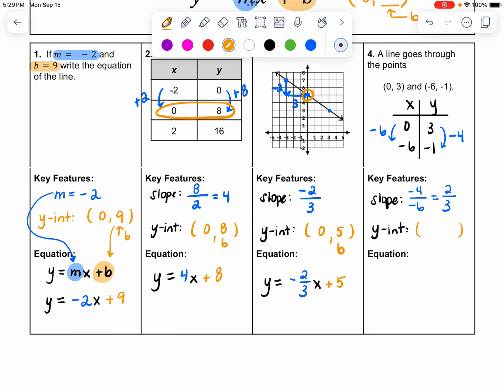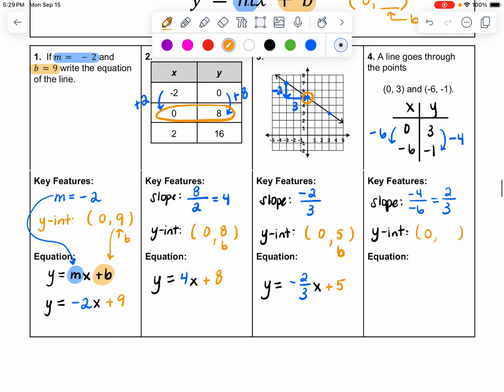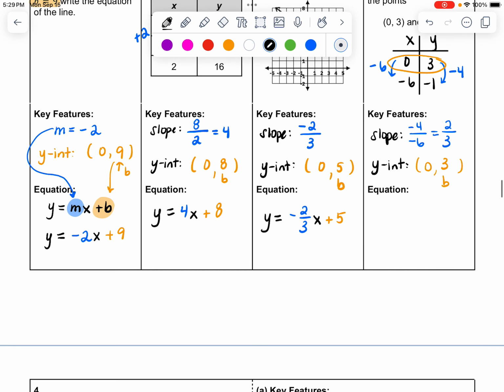The y-intercept is the place where x is 0. So that would be right here, and my b is 3. Then I'm going to write my equation. Y equals m, which is 2/3, x plus my b, which is 3.